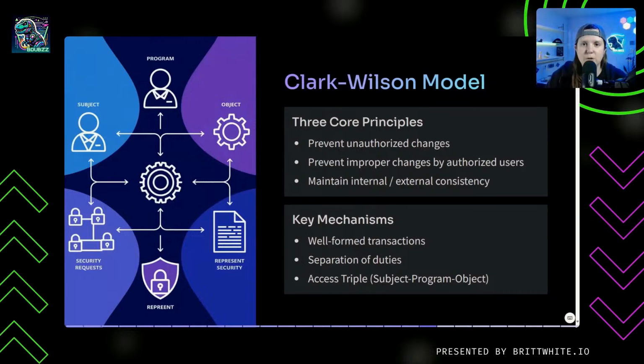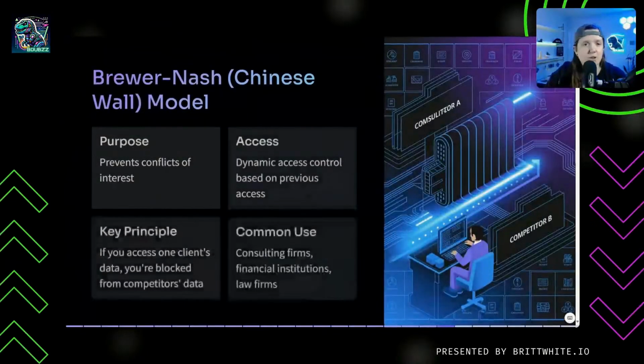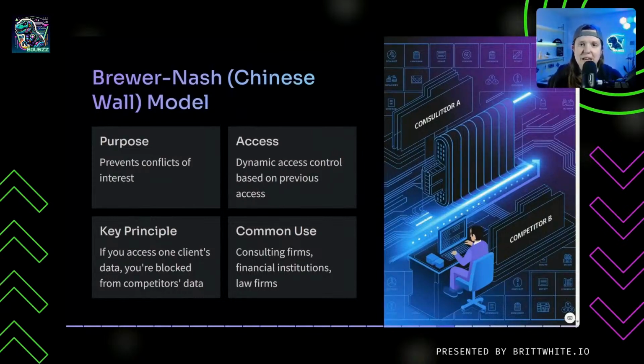Let's move on to the Brewer-Nash model, also known as the Chinese wall. This model is designed specifically to prevent any conflicts of interest. It dynamically adjusts access controls based on what a user has already accessed. Perfect for consulting firms or banks where you don't want the same person working with competing clients. Access one client's data and boom, you're automatically blocked from their competitors' information. It's like having an invisible fence that moves with you.